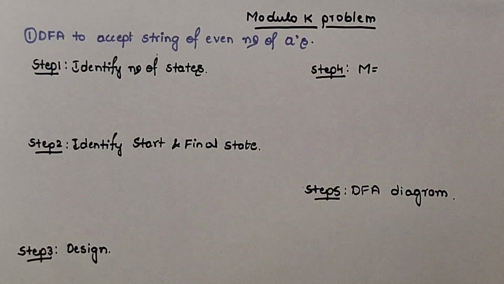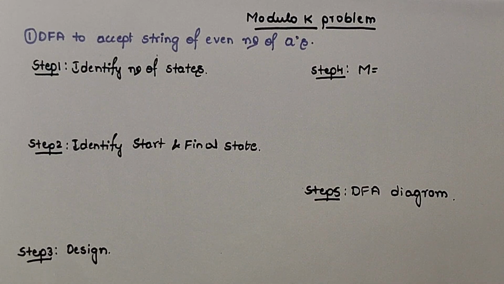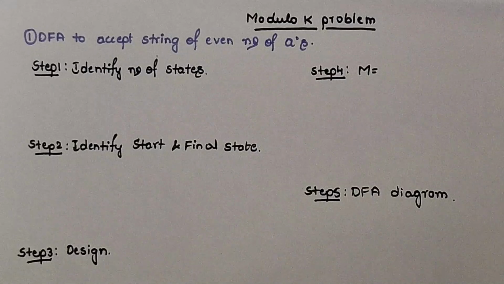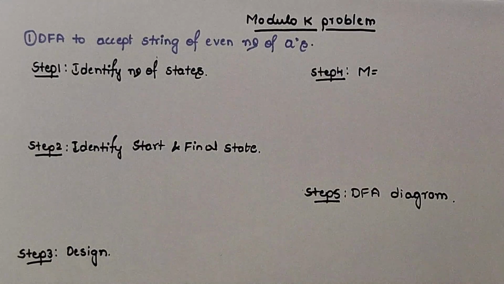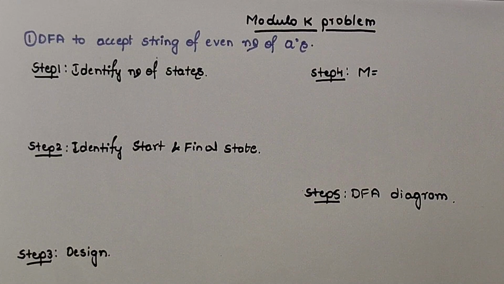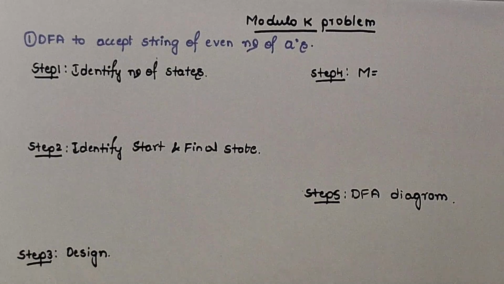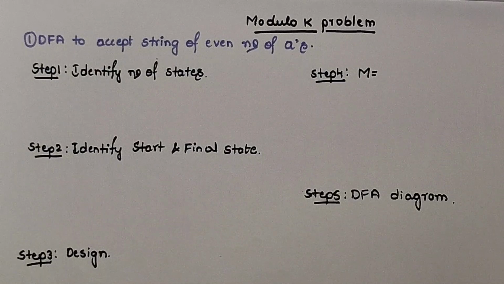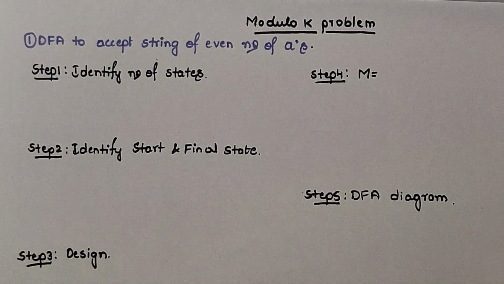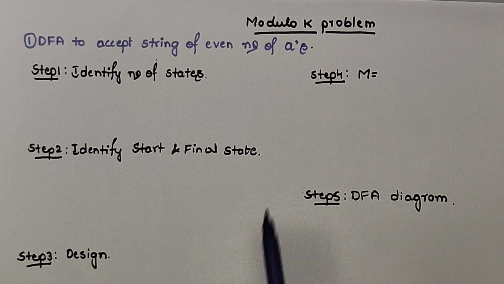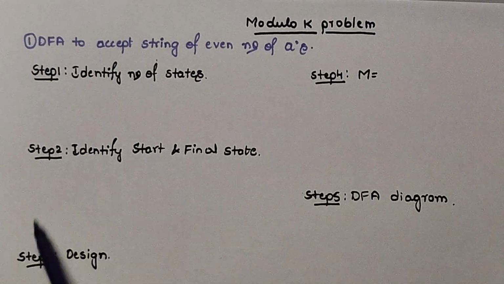Hello everyone, in this video let's discuss how to solve the modulo k problem. The given question is: DFA to accept the string of even number of A's, that is 2, 4, 6, 8, 0 like that. We will be solving two problems related to modulo k in this video, so you will understand perfectly. To solve this problem we will just be using the 5 steps.